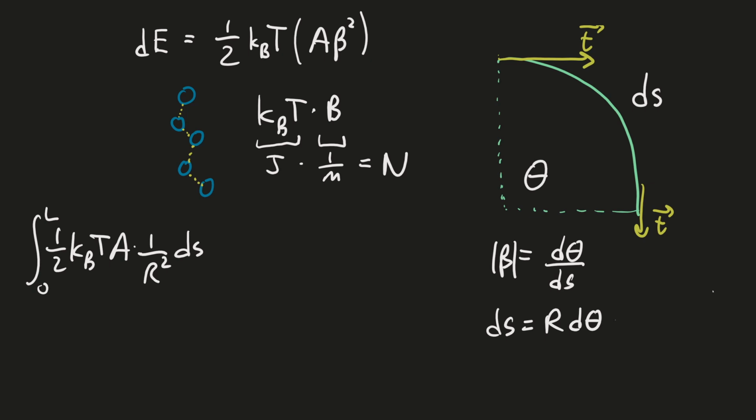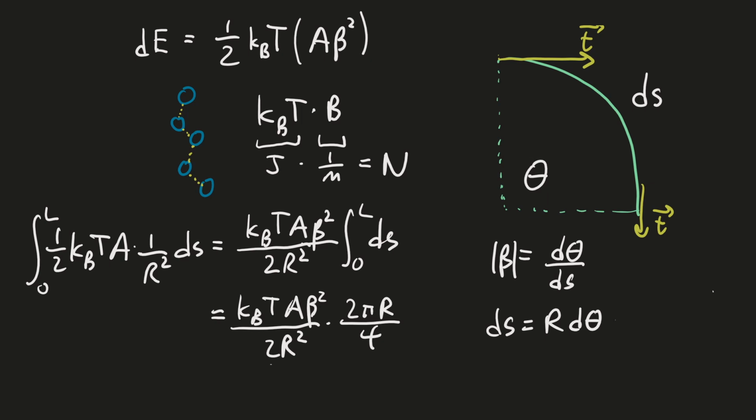Since everything is a constant, we're just integrating over the length of the quarter circle, which is the circumference 2 pi r divided by 4. This gives a very interesting expression. The energy required to bend a polymer into a circle decreases with the radius. In fact, if the radius is significantly bigger than a, then the energy of the surrounding thermal motion is enough to coil the polymer by itself.